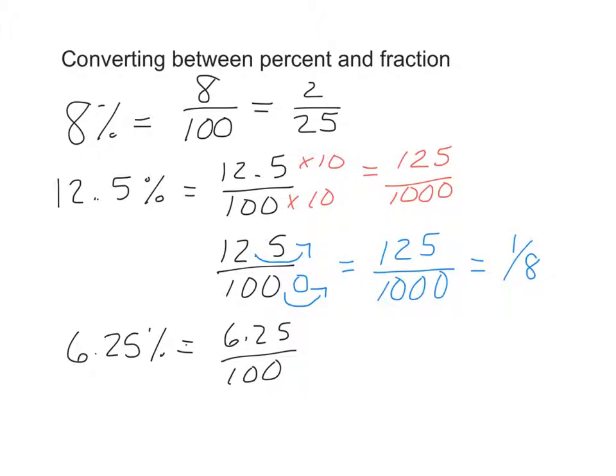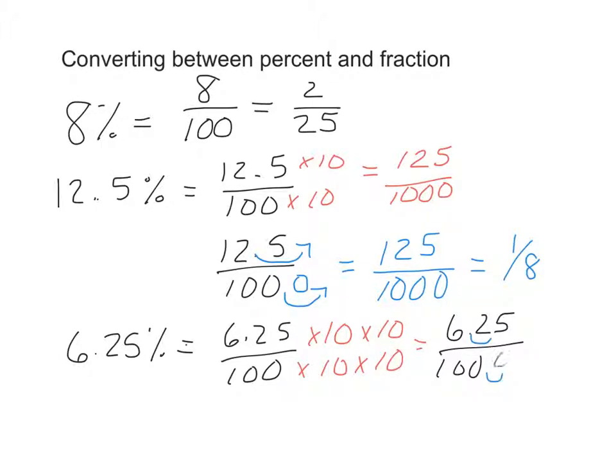What we can do, as we did in the last example, is multiply by 10. But when we multiply by 10, that's going to shift our decimal point one place. Notice we have 2 digits after the decimal, so we're going to have to multiply by 10 a second time to shift that decimal point a second place. So what happens for us, we have that 6.25 over 100. As we multiply by 10, our decimal point moves one place. As we multiply by 10 a second time, our decimal point moves a second time.